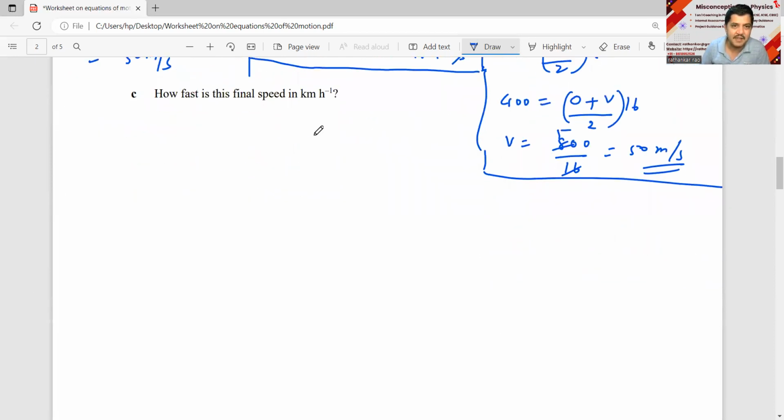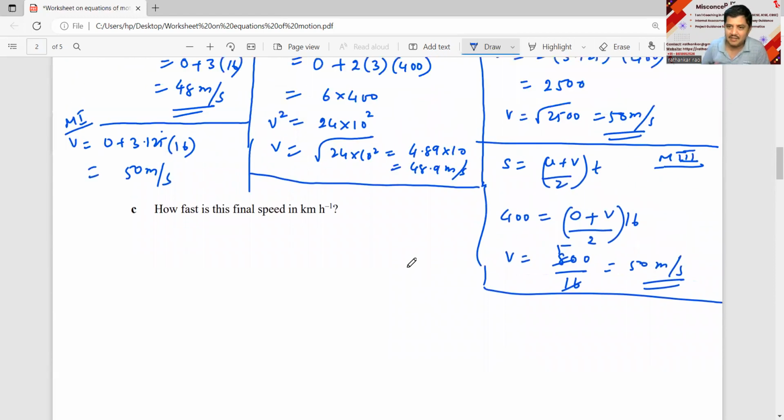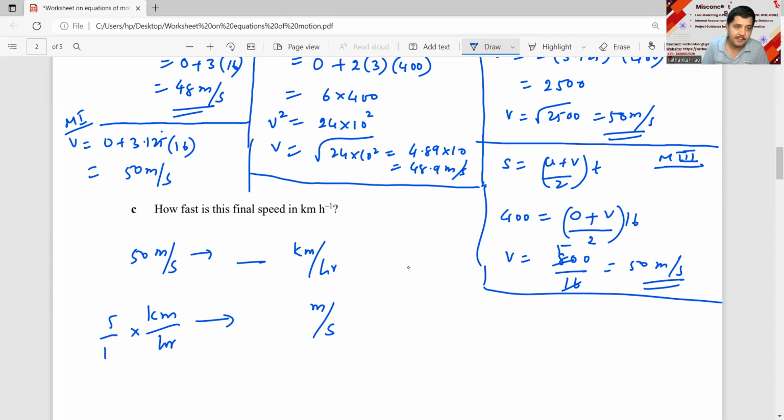Now, how fast is this final speed in kilometer per hour? We need to convert this into kilometer per hour. How do I do 50 meter per second to kilometer per hour? If it is in kilometer per hour and I want it in terms of meter per second, then whatever you have, you multiply this by 5 by 18. But if you want to do the reverse, you should multiply this by 18 by 5. So 5 ones are 5, 5 tens are 50, and thus it will be 180 kilometer per hour.